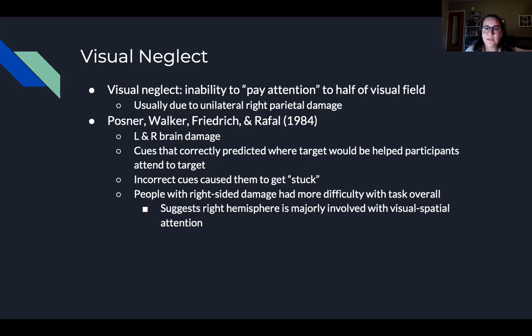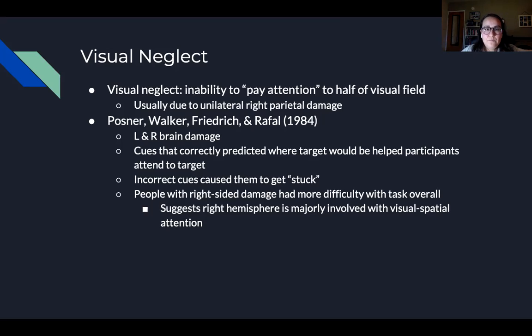And again, remember that because the brain is set up so that the incoming information is sent to the contralateral or the opposite side, this means that damage to the right parietal lobe leads to neglect of the left side of the visual field.